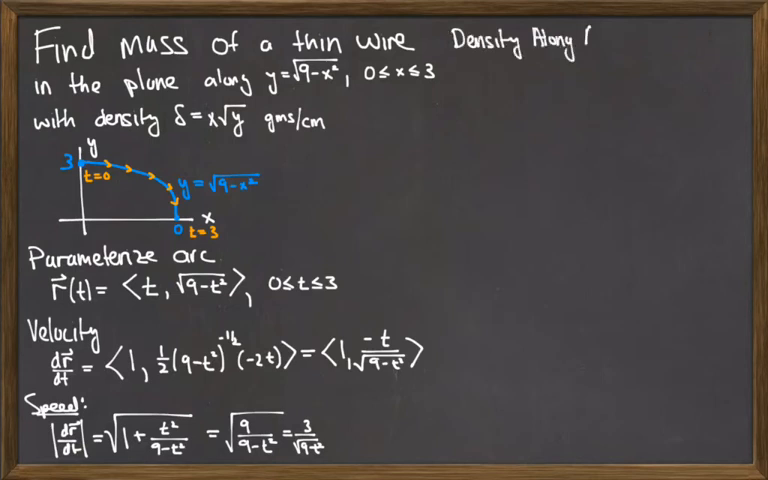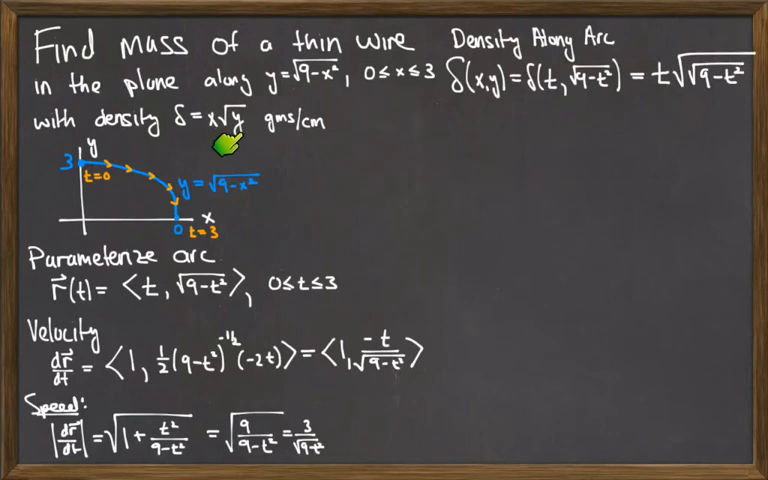We now need to know the density. We have a formula for the density in terms of x and y, but I need to know the density along the arc, meaning in terms of my parameter t. So the density is delta of x, y. X along my arc is given by my parameter t, and y is given by the square root of 9 minus t squared. So I'm going to evaluate my formula for the density, which is x, that's t, times the square root of y, which is the square root of 9 minus t squared.